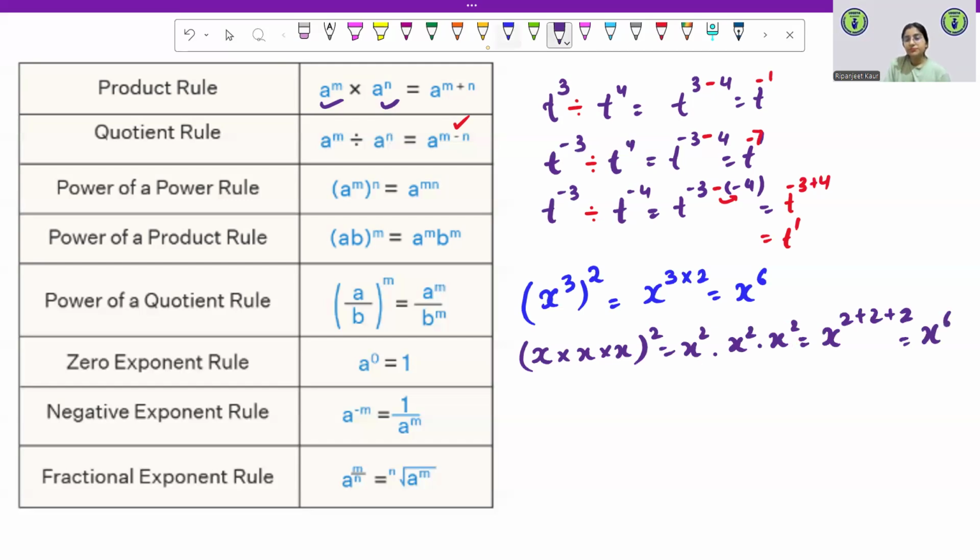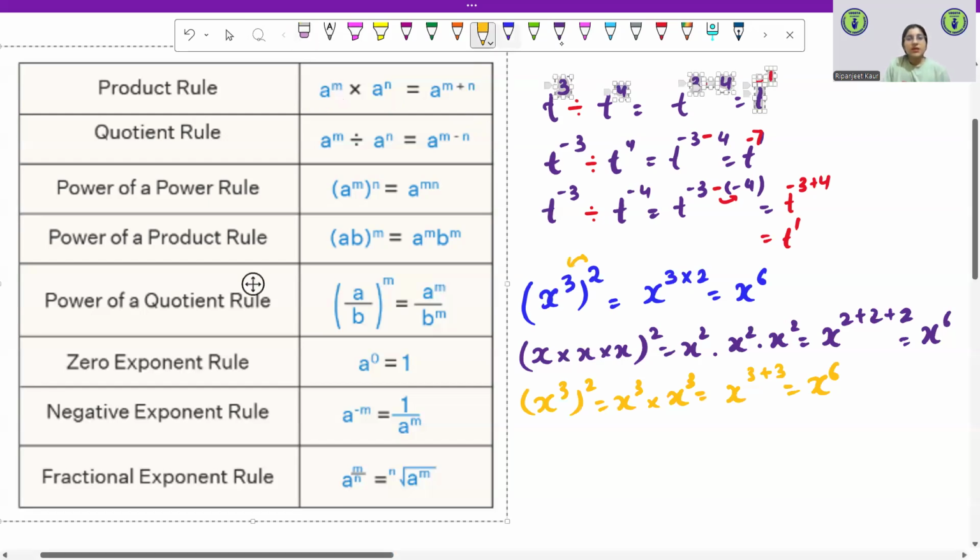And similarly, even if we are taking the outside power first, that is x cube power 2, that means x cube times x cube, which is again base same, powers get added. So x raised to power 6. So power raised to power is nothing but multiplication of the powers. So there comes a third rule. After this, here is the power of a product rule.